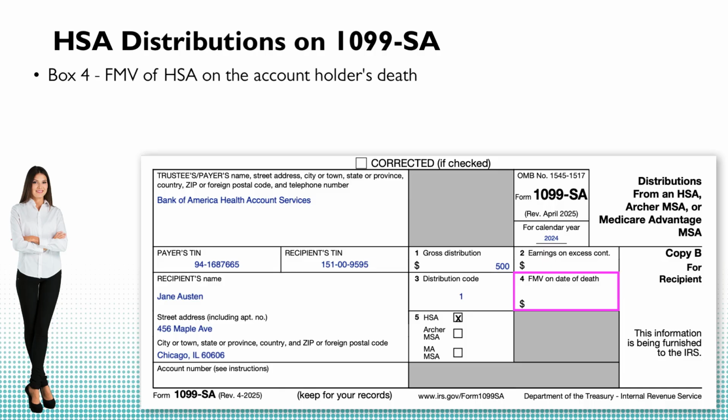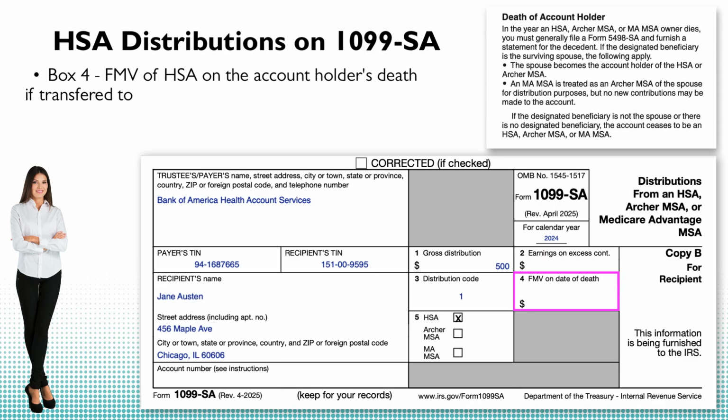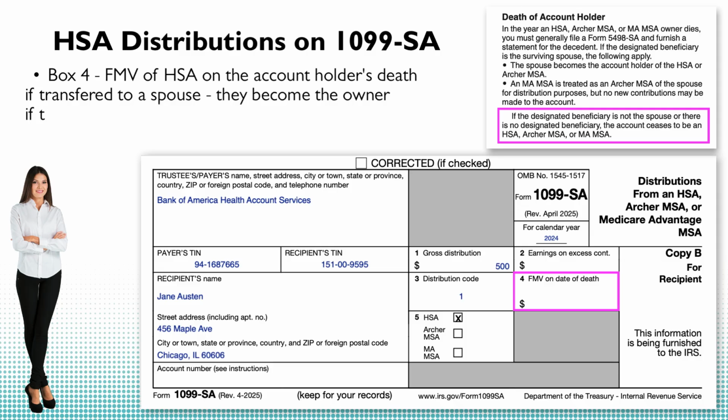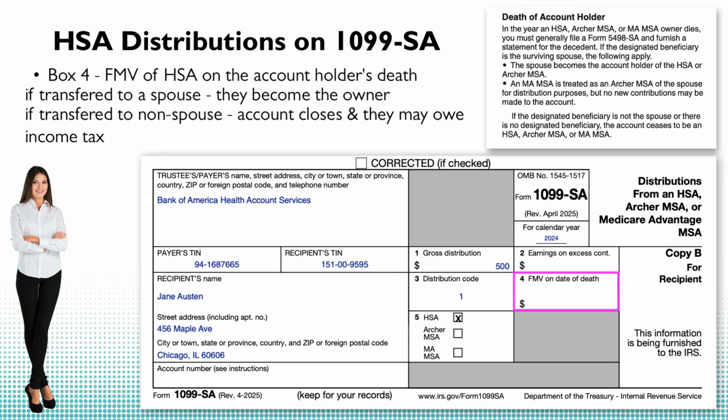If the HSA is transferred to a spouse, it becomes the spouse's HSA. If, on the other hand, the beneficiary is someone else, the account closes and that fair market value may be taxable to them. If the beneficiary is the estate, it's included in the estate's final tax return. It's best to consult a tax advisor for details in your specific situation.